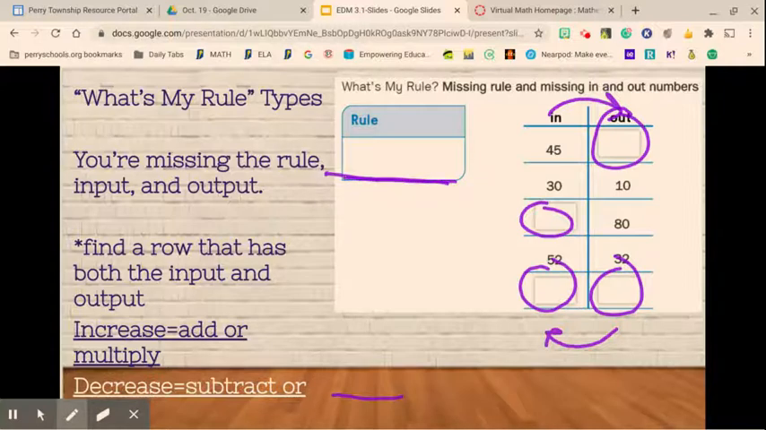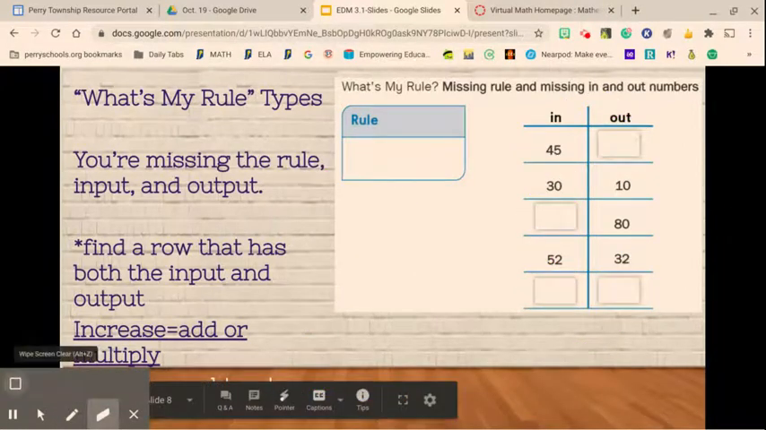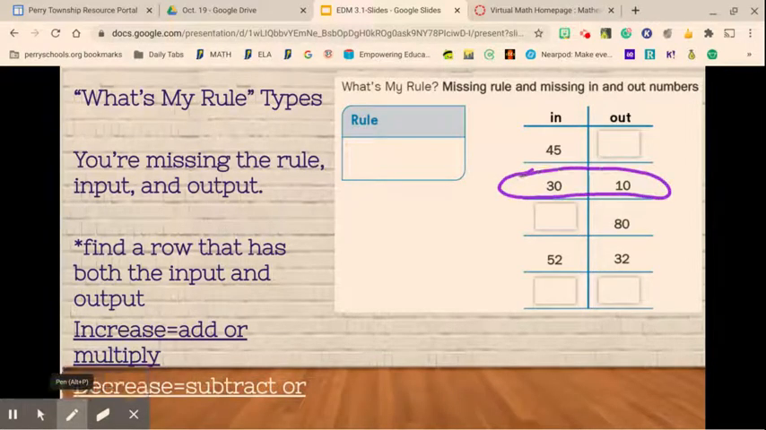I'm going to find out, does my number increase or does it decrease? Well, I have 40, but I don't know what the out is, so I can't really use that to help me. I have 30 and I go to 10, so that decreases. So because it decreases, I'm going to either subtract or I'm going to divide. I have to work where I know my numbers. So the numbers that I know are right here. I know 30 to 10, and I know 52 to 32.